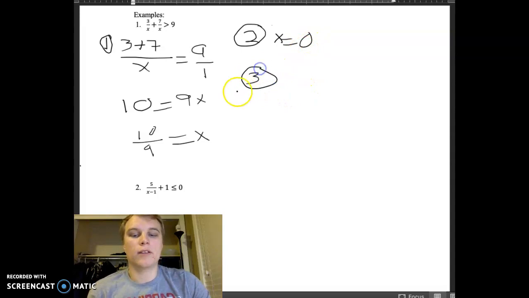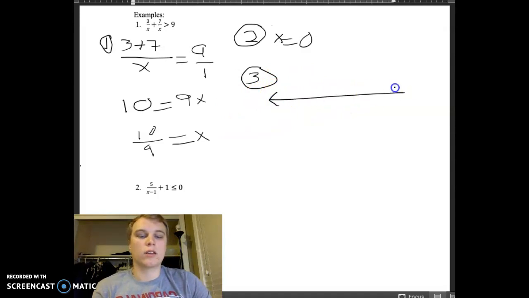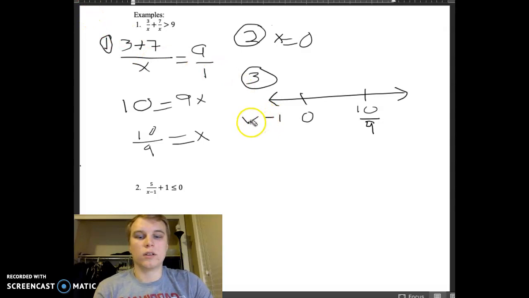Now I'm kind of condensing the steps into 3. So third step is put them on the number line. So we have 0 over here and 10 over 9 over here. That's a 9. And now we're going to pick 3 points, 1 in each interval. So for this one, I'll choose -1.